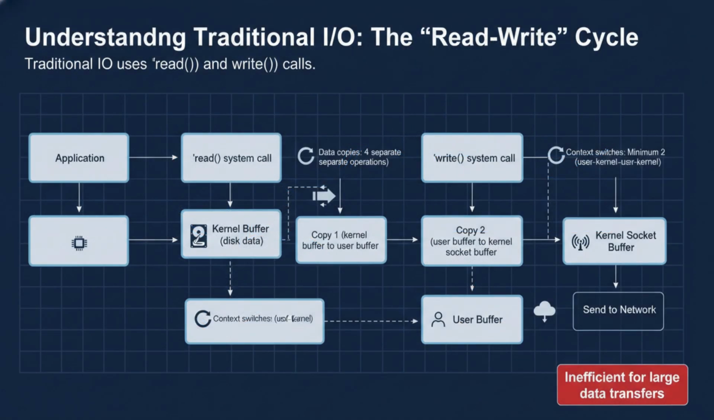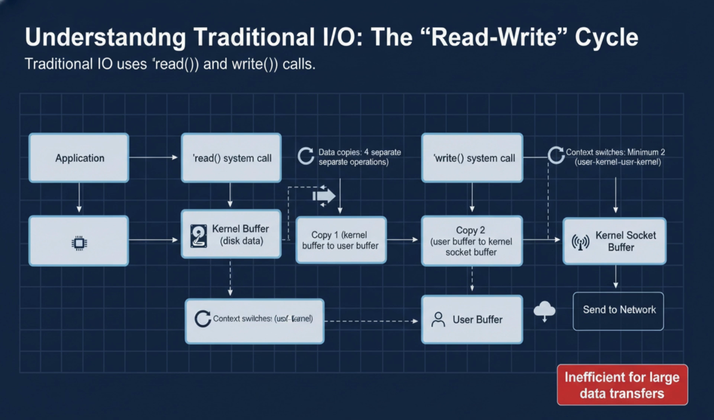Let's first understand what happens in a typical data transfer operation using the traditional read and write system calls. Imagine a web server serving a static file. The process begins with an application requesting data from the kernel using read. The kernel then reads the data from disk into its own kernel buffer. Next, the kernel copies that data from its buffer into the application's user space buffer.